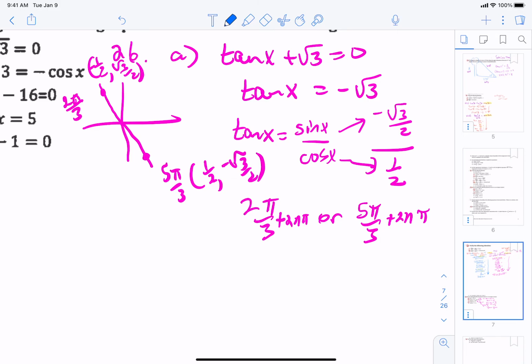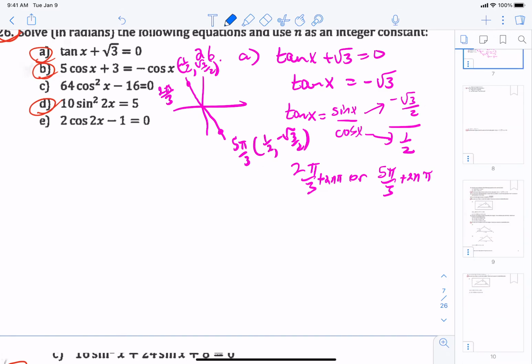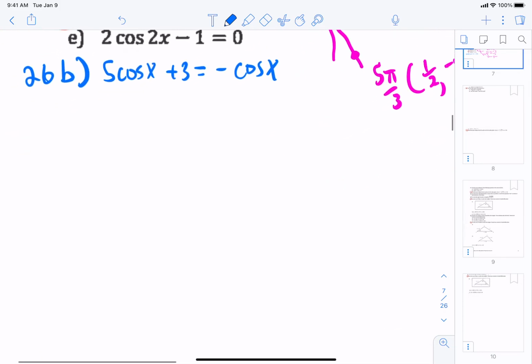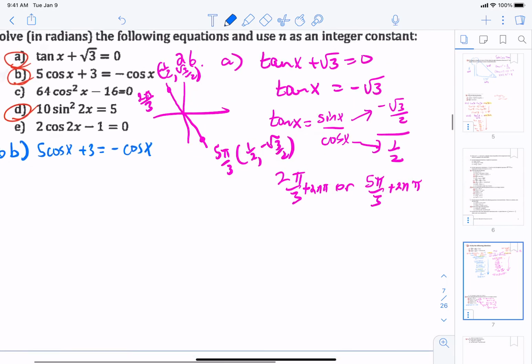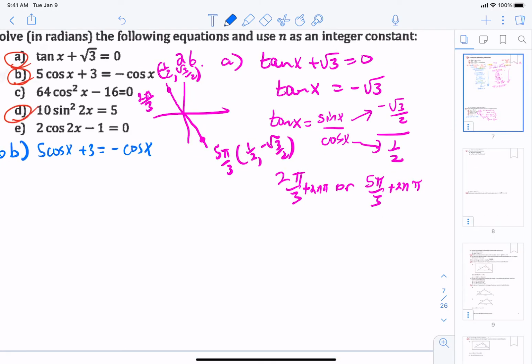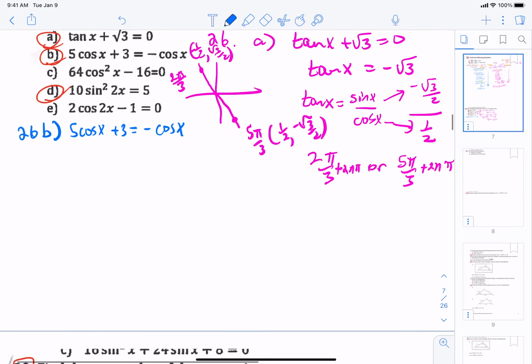Okay, now let's look at 26B. So now 26B. It's just an equation. Did you guys need to see that some more? Okay. So for 26B, get the cosine by itself.